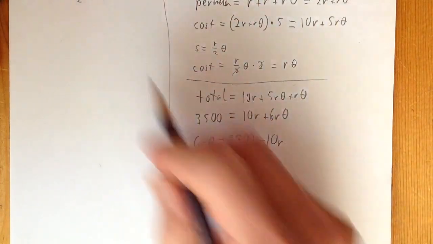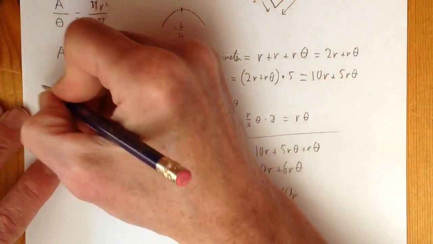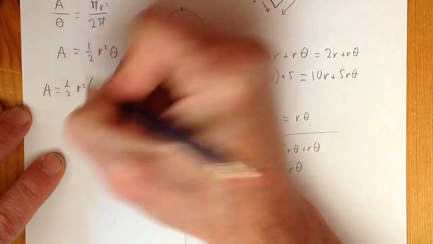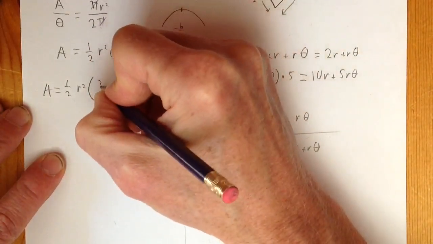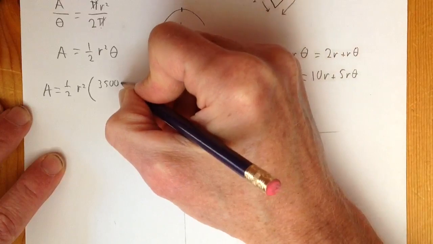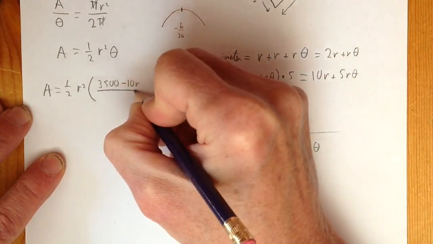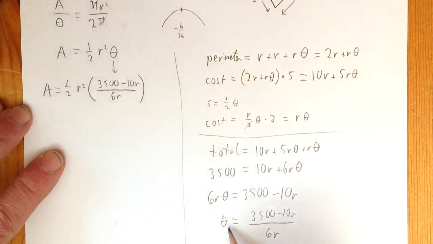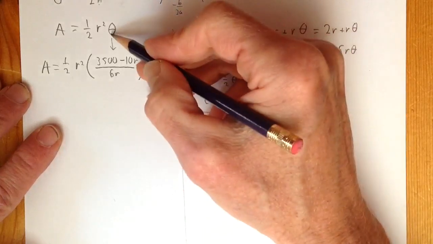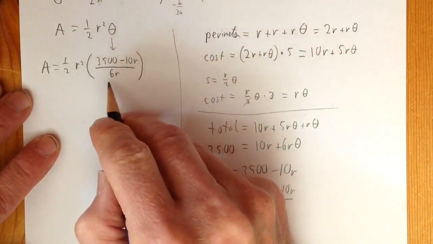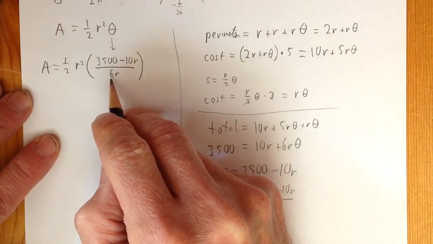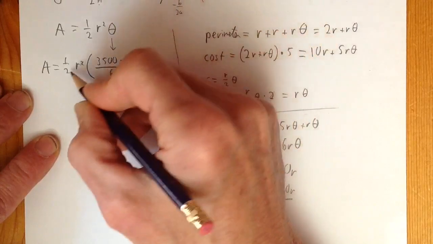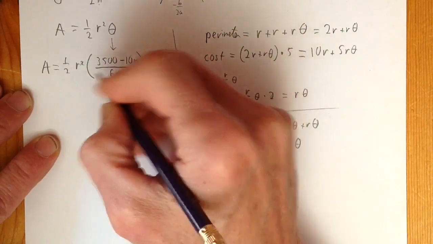Okay, now we can take that and plug it back in here. So I'm going to need some room. Our area is 1/2 r squared times (3,500 minus 10r) divided by 6r. Okay, because that's theta, right? From down here, theta is this complicated thing, and we plug it into here. What's nice here is the r's cancel. This r cancels one of those. And then that's 2 times 6, 12 on the bottom.